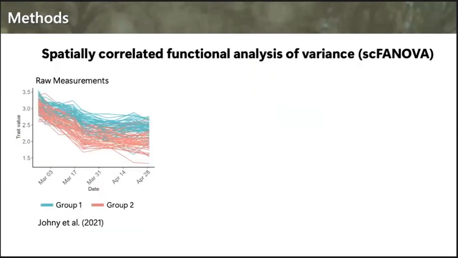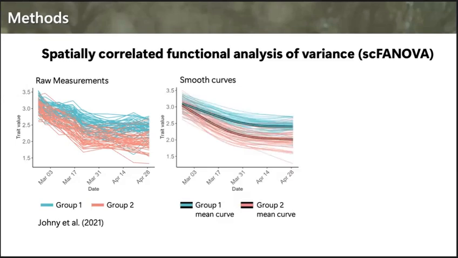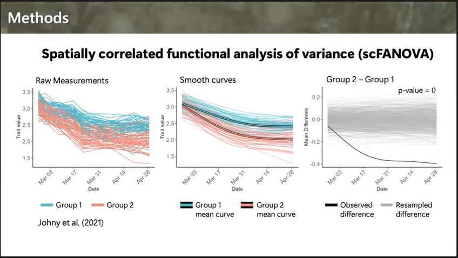I'm going to briefly explain how this test is conducted because it's probably new to most of you. The spatially correlated functional ANOVA, especially, this is just example data. Essentially, we have two different groups and we have pixel-wise time series for each group. So those are shown here. In the first step, I smooth those pixel-wise time series so they're all represented now as functions, and we can directly compare these different functions. And I obtain a mean curve for each group. Then I take the difference between those mean curves, that's shown in black here, and I compare it to a resampled interval of what those differences might look like under the null hypothesis.